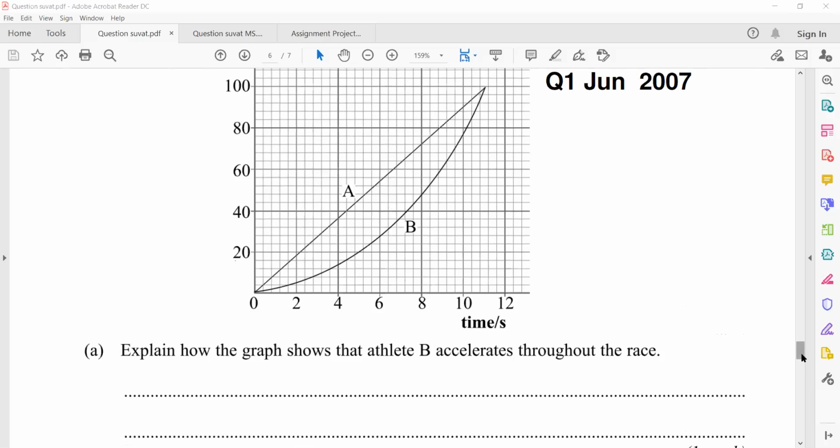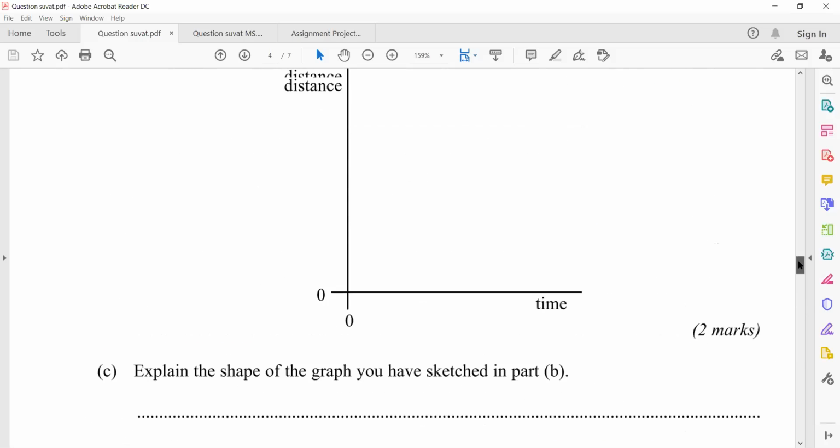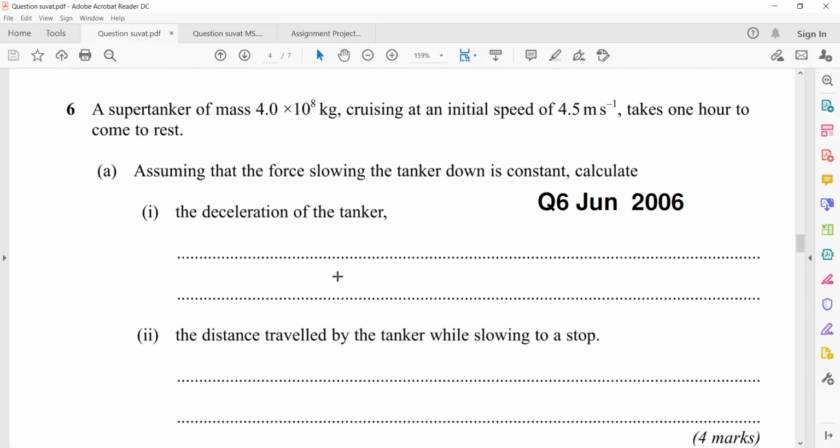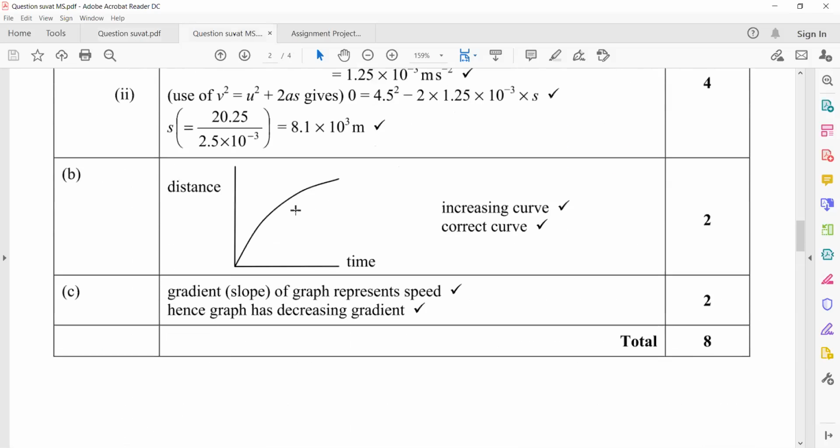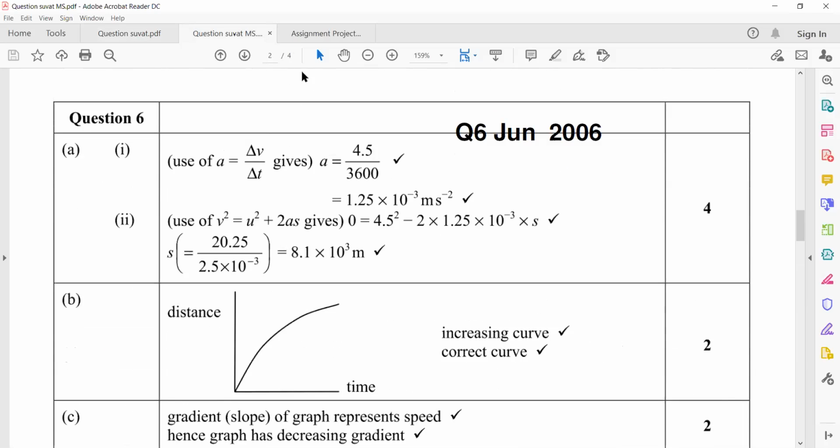Yes, you can mention the axis as the values are there. You can have the distance here. For example, when you calculate the distance traveled, it was 8.1 exponent 3. So 8.1 exponent 3 is the maximum distance, and the time, how much time it took to complete the journey, 3600, and you can complete your graph.